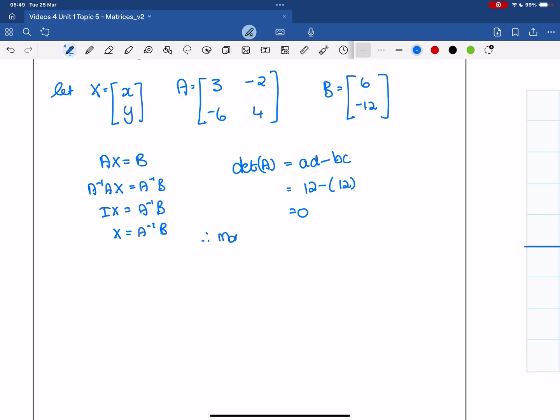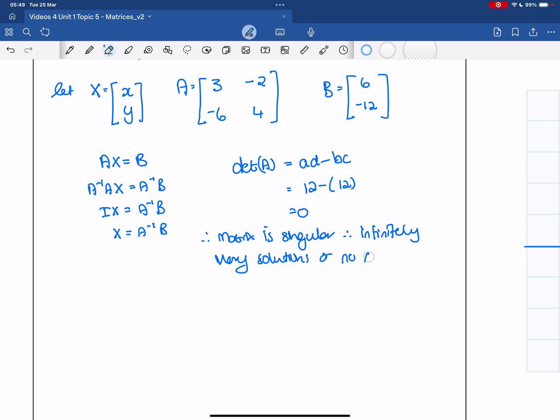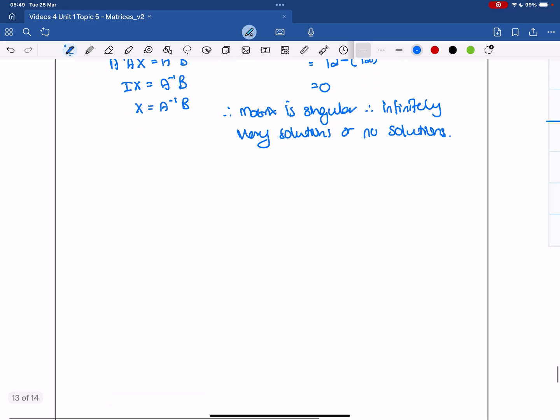So that tells us that our matrix is singular and there are either infinitely many solutions or no solutions. So the matrix is singular, therefore infinitely many solutions or no solutions.